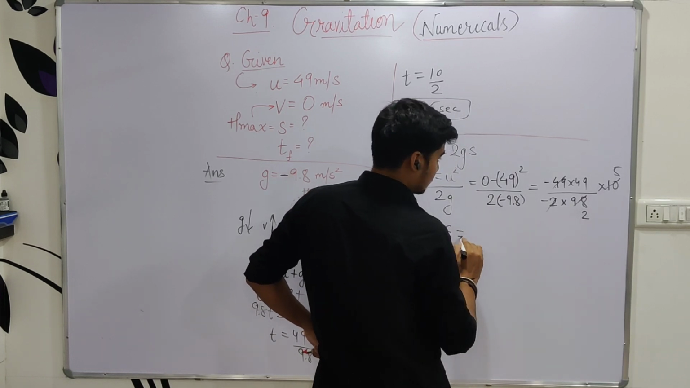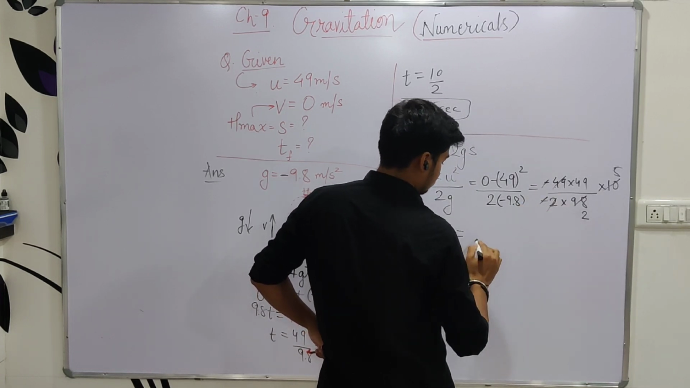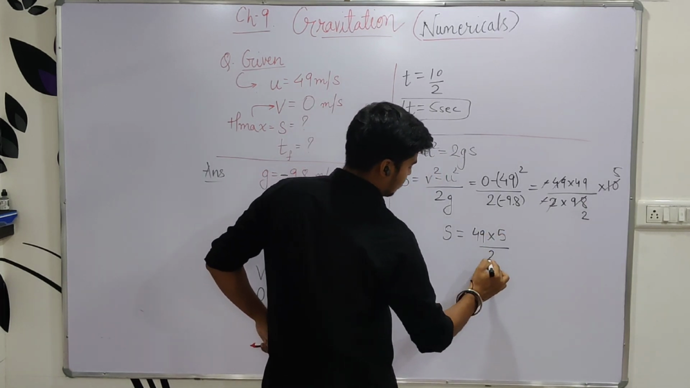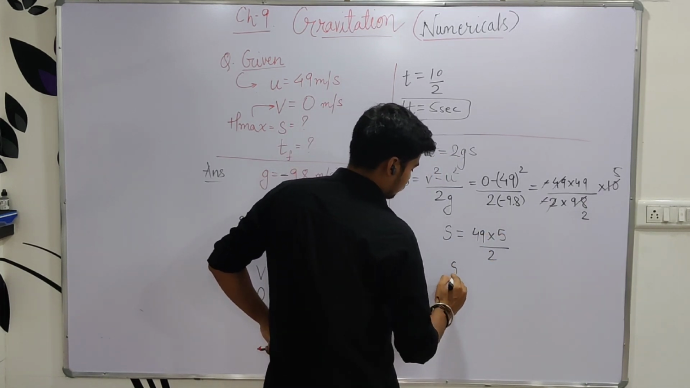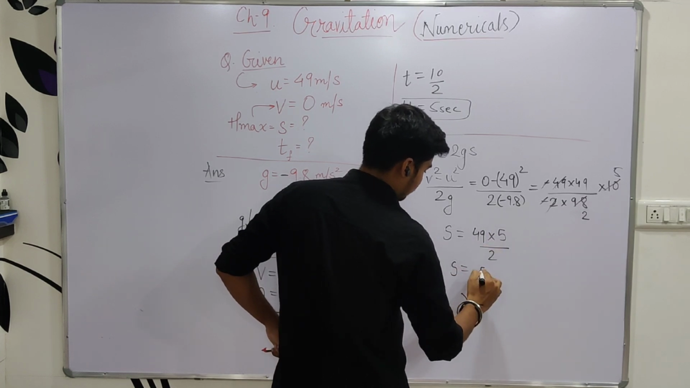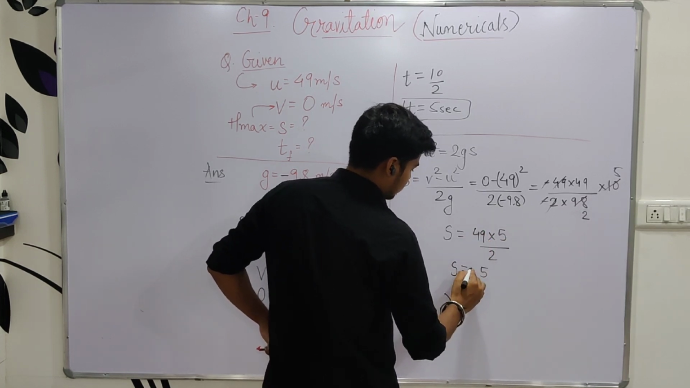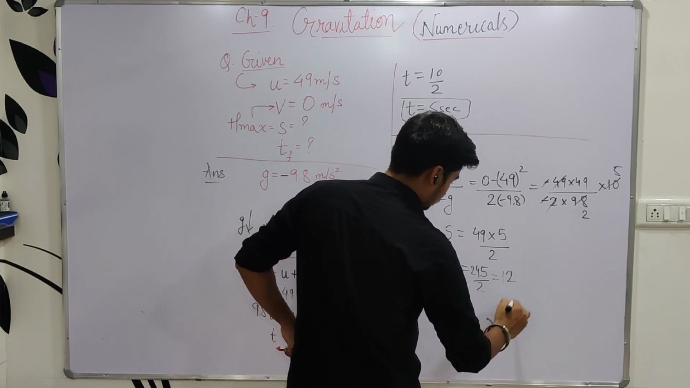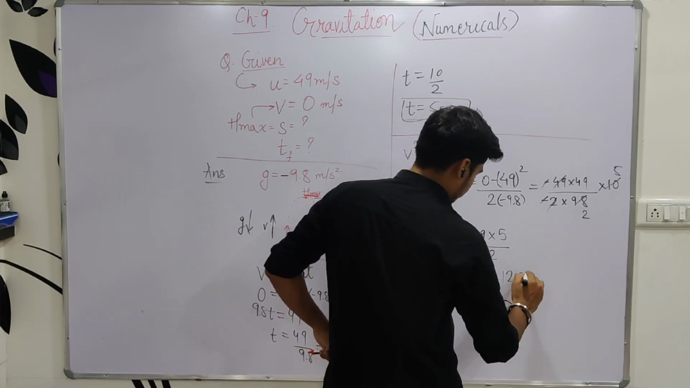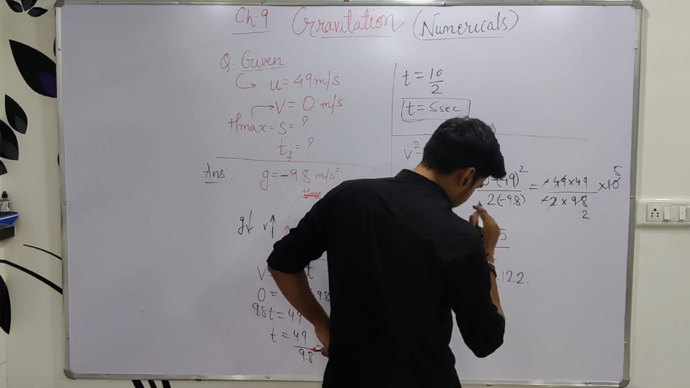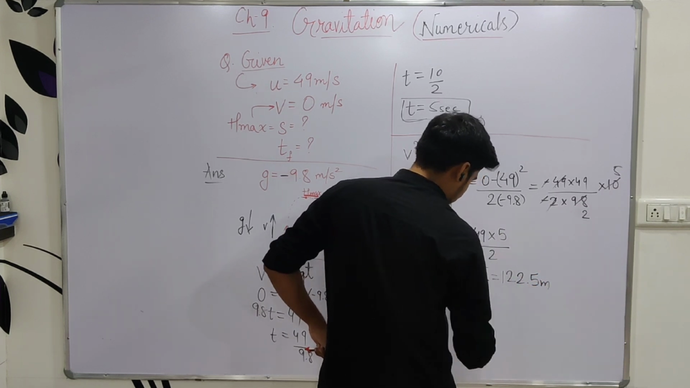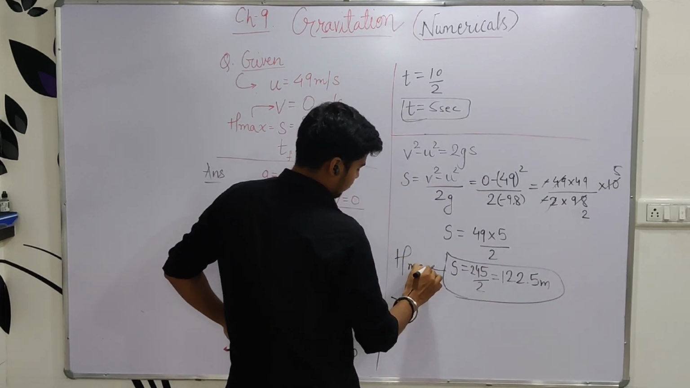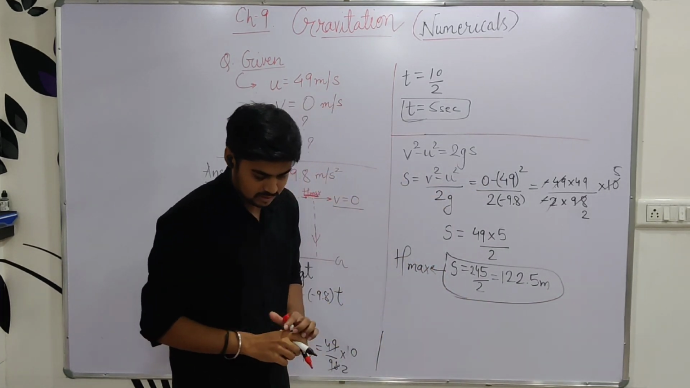So I will get displacement as minus minus cancelled, 49 into 5 divided by 2. Compulsorily we have to divide it only. 9 5s are 45, 4 carry, 5 4s are 20, plus 4, 245, divided by 2. 2 1s are 2, 2 2s are 4, again 2 2s are 4, 5 point. So 122.5 meter. That will be the maximum height of that particular object, 122.5 meter.